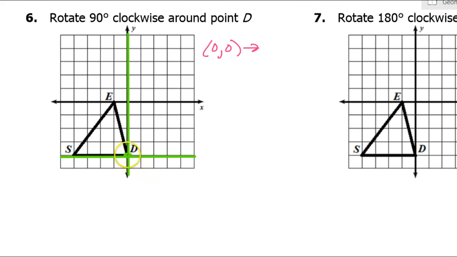And then point E, again, focus on the green lines. Point E will be the point -1, 4. And then point S would be the point -4, 0.